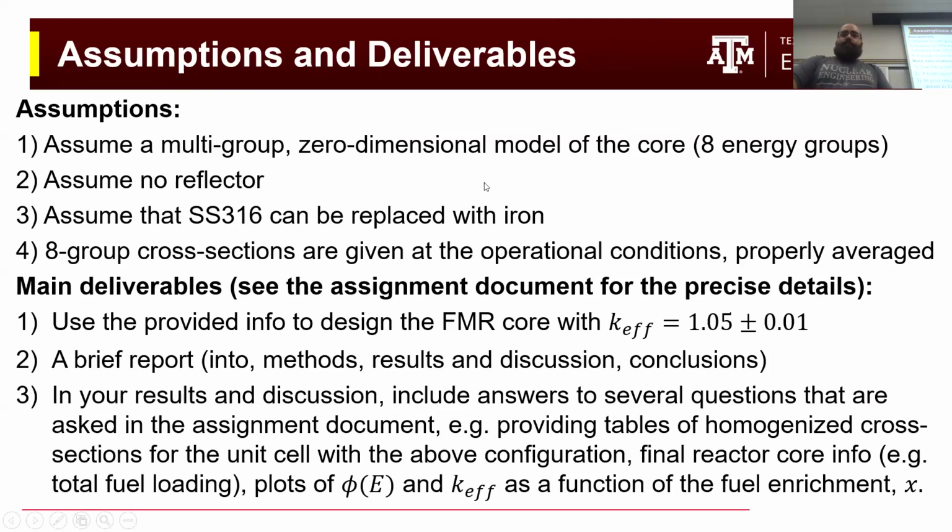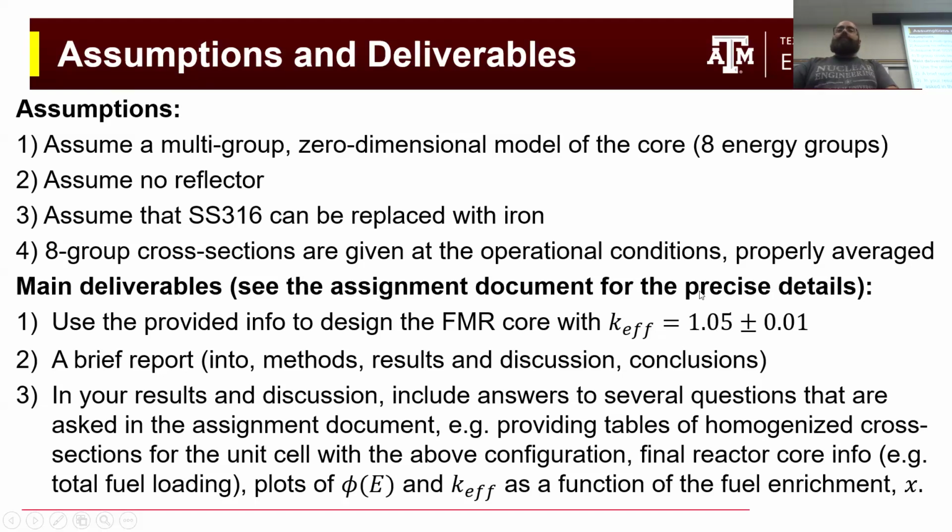These are the assumptions that we're going to make. So you're going to use the multi-group zero-dimensional model for the reactor. We're going to assume no reflector. We're going to replace that stainless steel with iron. And we're going to assume that all of the cross sections that I gave you are given at the operating conditions of the reactor and that they've been properly averaged over the range of the nucleus motion and also over the neutron energies for each group. So you want to use that information to get a core that has a K effective of 0.05 plus or minus 0.01.